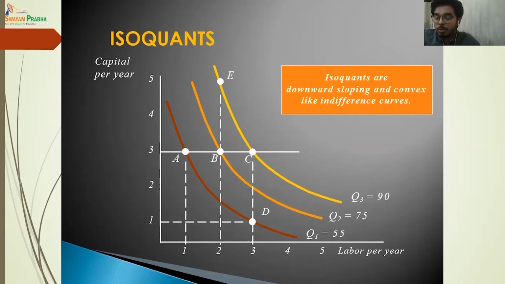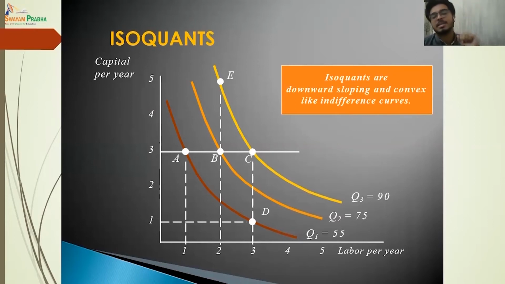So the change in output is 55 minus 0 equals 55. Whereas change in labor is, earlier there were 0 labor, now we have 1 labor. So always from the recent one to the previous one, so 1 minus 0. So on the numerator it is 55 minus 0, and on the denominator it is 1 minus 0. So 55 divided by 1, so the change is 55.